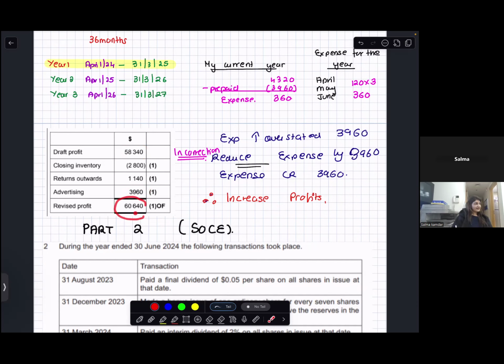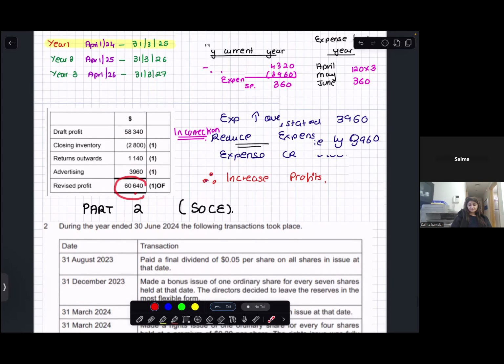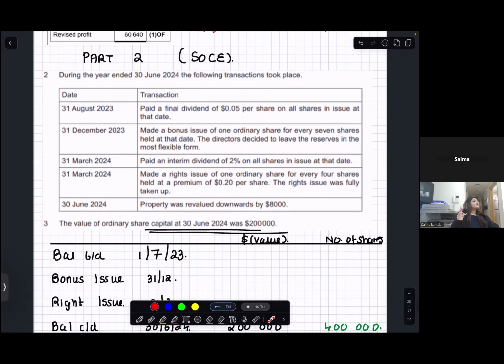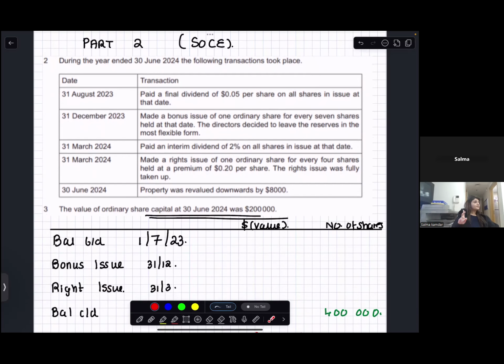This profit will go where? SOCE, which section? Retained earnings and total. Very well. The second part of this question is preparing an SOCE, which is again a tricky part. I'll give you 5 minutes to try it yourself.